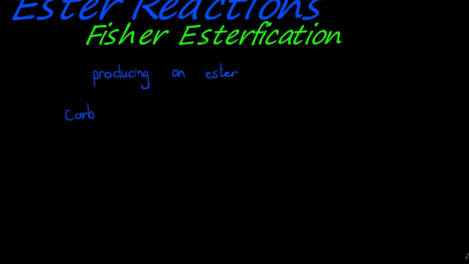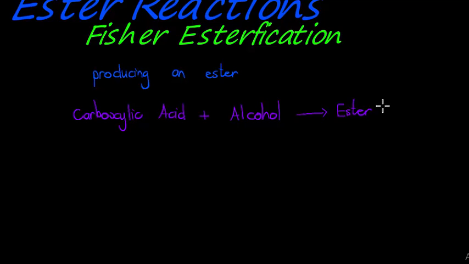Let's change the color. Carboxylic acid and an alcohol. And the product would be an ester. And what I didn't mention before is that we will also have water as a product. Now, I'm not going to go into this in much detail. I'm just going to give you a broad overview of the conditions and how it will be done.